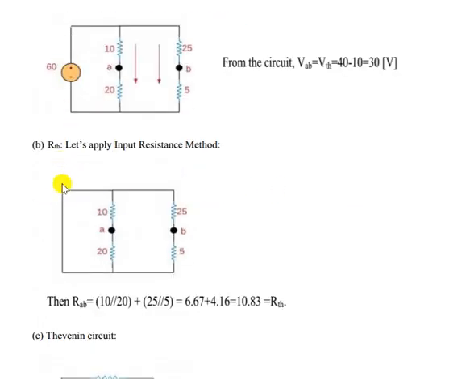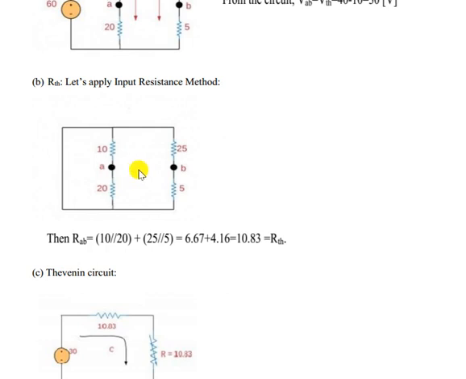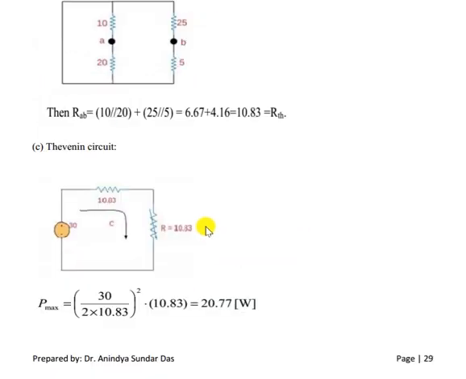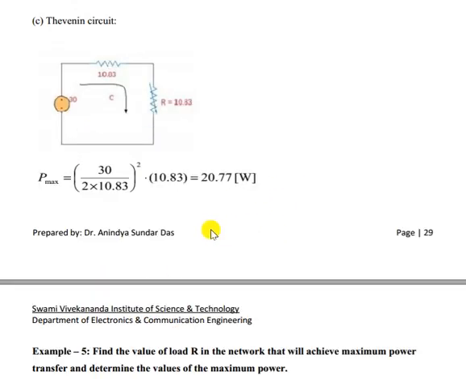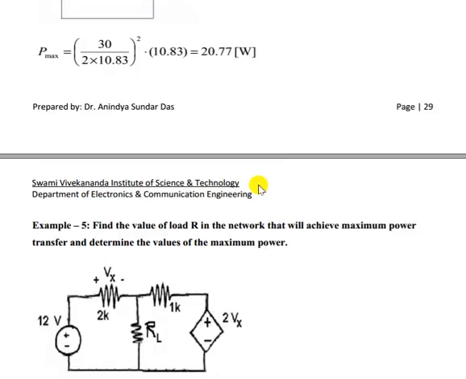Now for RTH, the voltage source is short circuited. Now if current is flowing from here, then what happens? These two divide into 10 and 20, and here also divide into 5 and 25, all together in series. So 10 parallel with 20 plus 25 parallel with 5, you will get RTH. So you get the equivalent circuit. Pmax will be VTH square divided by 4 RTH, where RTH is equal to RL. So that is the value of Pmax.